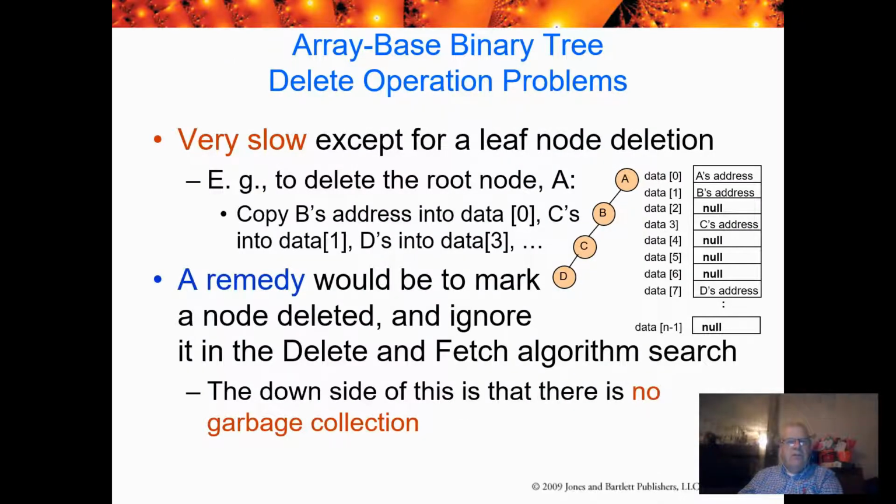The delete operation can be fairly slow. For example, if we wanted to delete the root node, we'd have to either copy everything up or redo the whole tree, the whole array. We could mark the node that we wanted to delete and just ignore it in the fetch and delete algorithms.